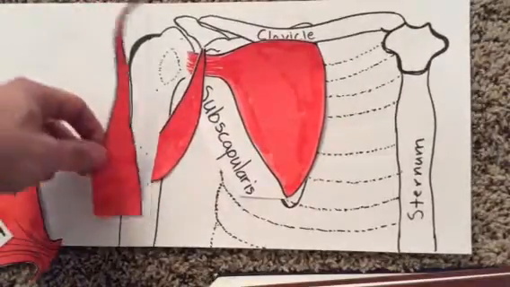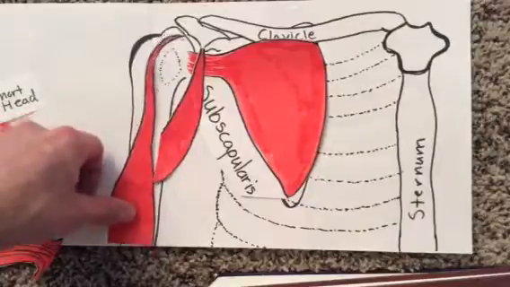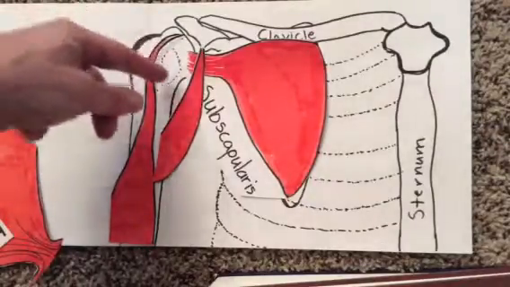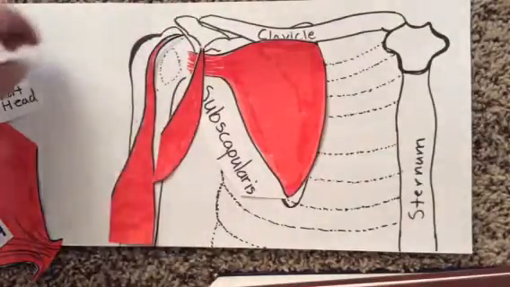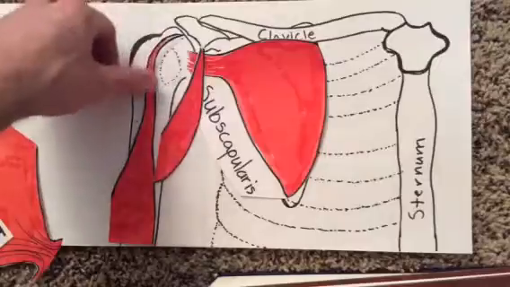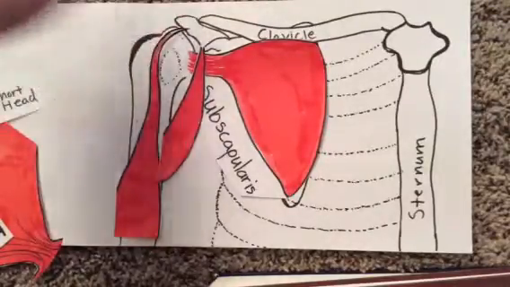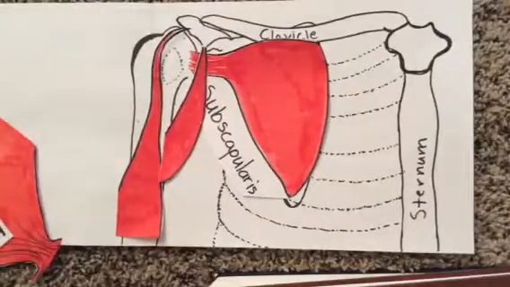The long head is actually going to be longer. It runs all the way up between the greater tubercle and the lesser tubercle and inserts onto the scapula up here. So it goes up on the scapula, just over the labrum, which we'll talk about later. So that's the long head.